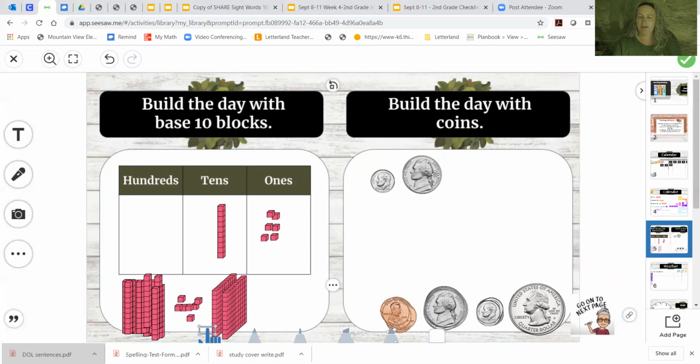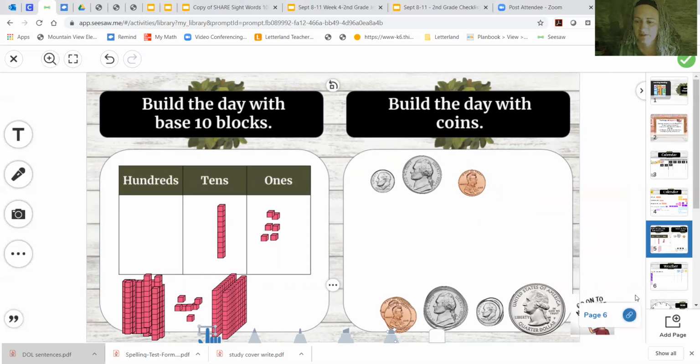So we have 10 plus 5, 15. And if I did another nickel, that would be 10, 15, and then another 5 would be 20. That's too much. So I'm going to go to the next coin. So I got 15, and this one's a penny. And the value of a penny is 1 cent. So what is 15 plus 1? 16. So there I have 16 with base 10 blocks, and I have 16 with coins.